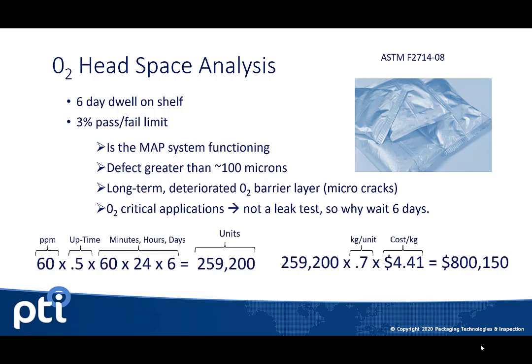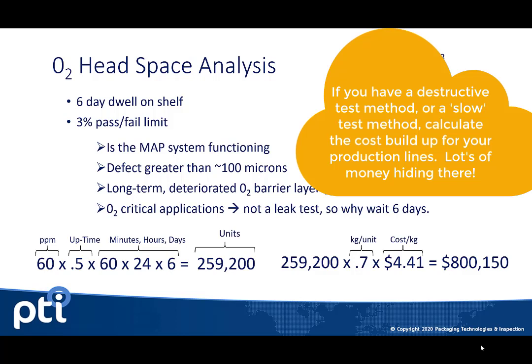You should also note that with that method, if you find a defect after dwell for 6 days, you could have $800,000 worth of product sitting there on hold after you get a false result or a positive result.